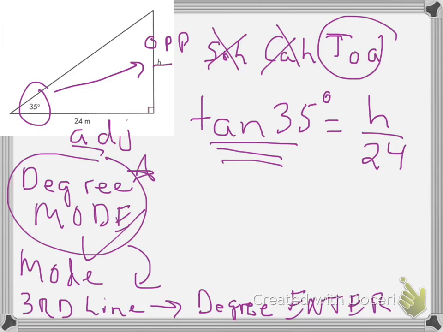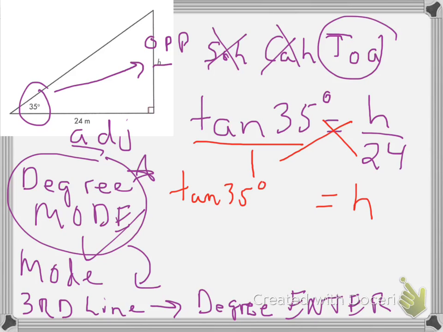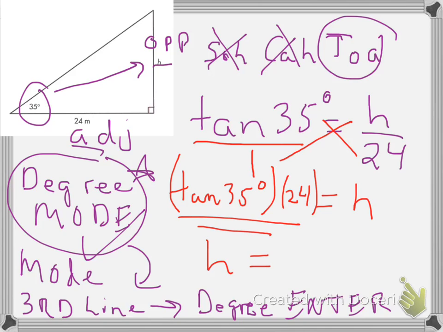Okay, so I've done that, and now I'm going to cross multiply this. Let me erase some extra stuff we don't need. Tangent is just some number, and tangent of 35 is just some number, so I'm going to put it over 1. Now when I cross multiply, h times 1 is h, and on the other side I have tan 35 degrees times 24.